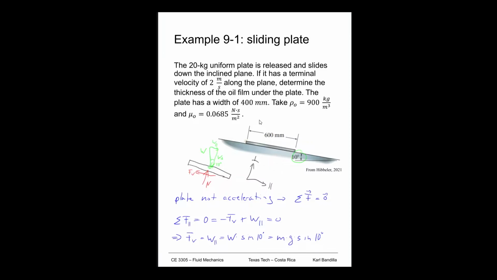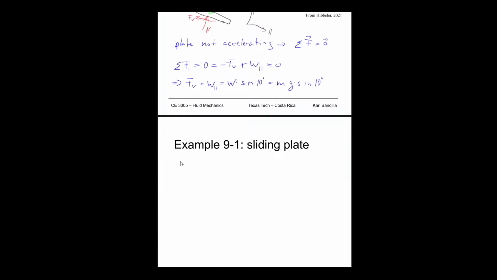We know that we have a plate that is 600 millimeters long and 400 millimeters wide. So we can say that our shear stress of FV acting on plate is then tau is equal to FV over A, which is M times G times sine of 10 degrees, and the area is just the width times the length. All right, so now we know what the shear stress is. That is on the bottom of the plate.